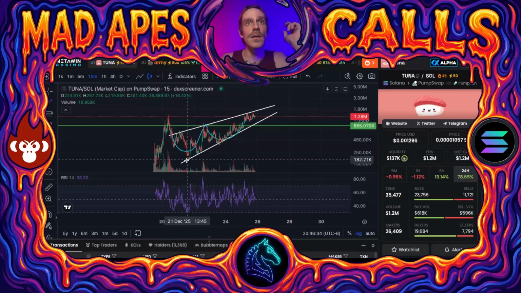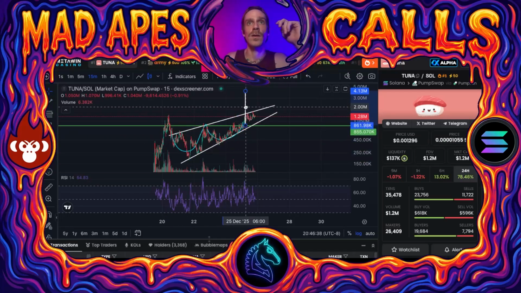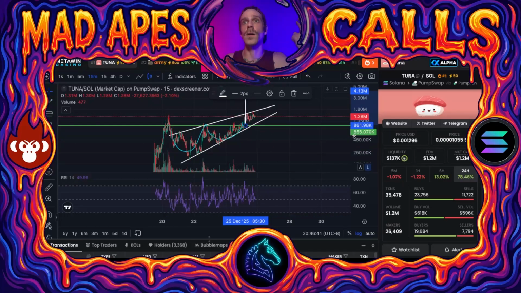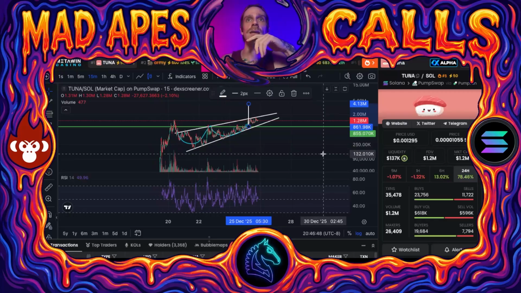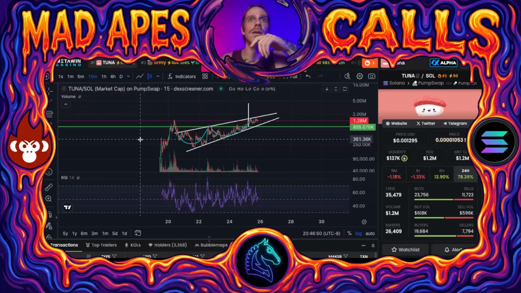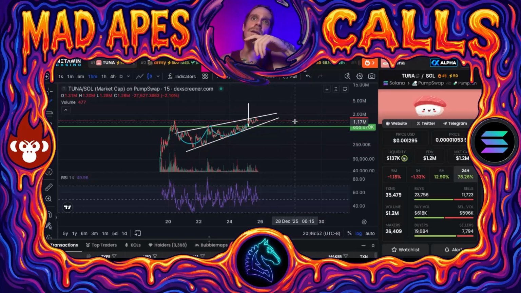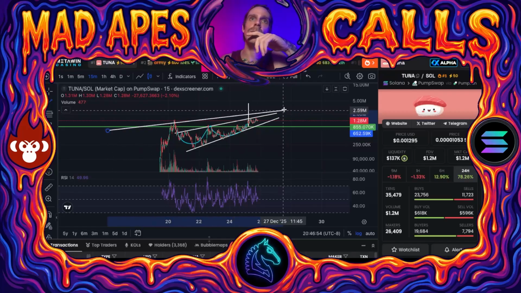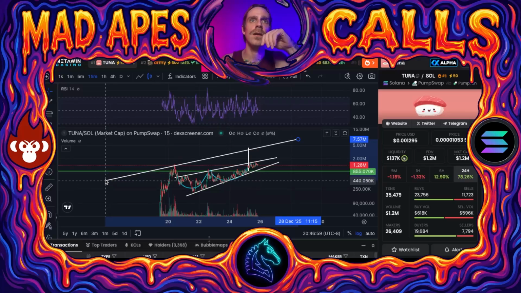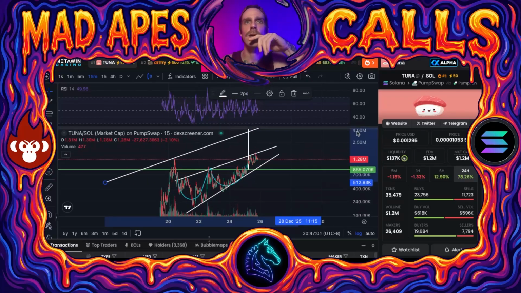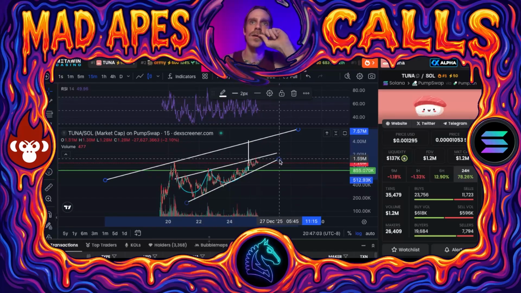So if that is going to actually do a full breakout, we're going up to 4 mil right now. And we're at 1.2 mil. Okay, so that's a 4x, just like that. Let's see what this would do up here. This would create this upper trend line if it did break out there, which would then create a larger wedge.